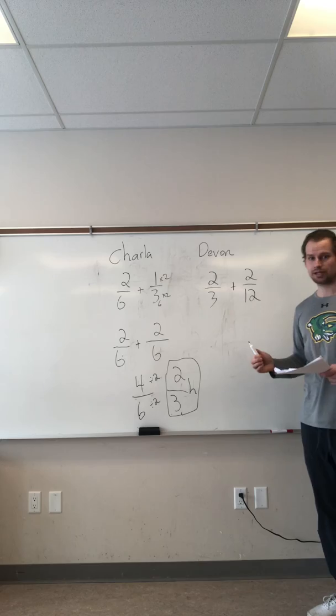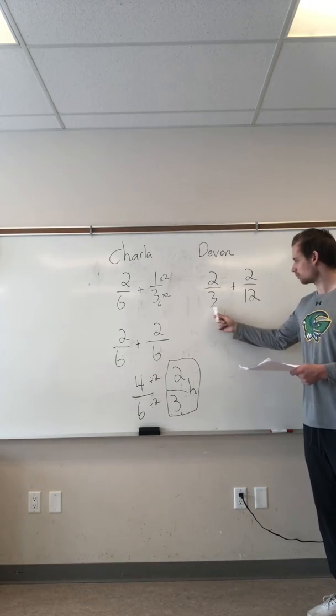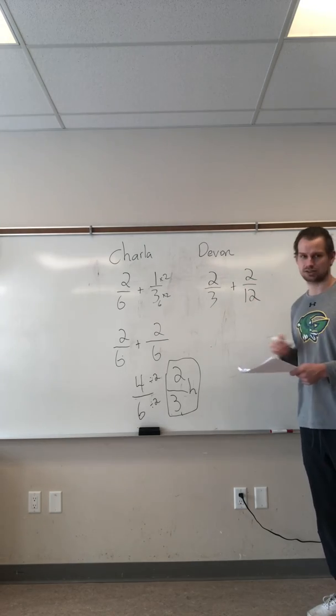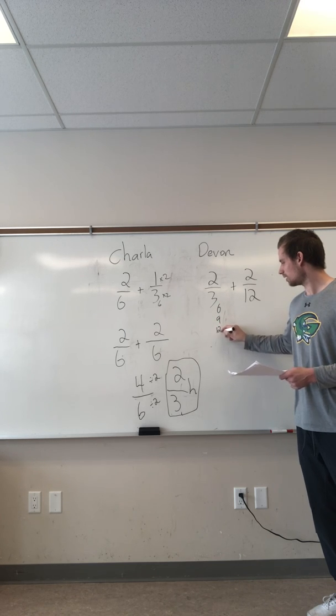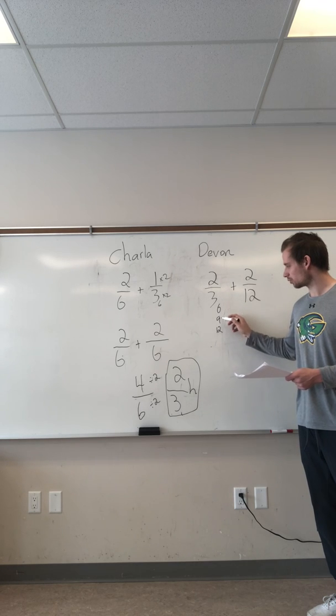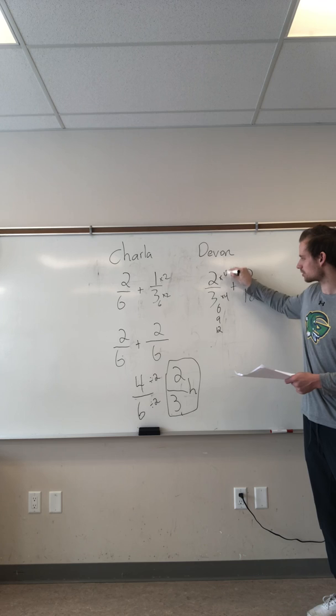Find your common denominator. Start over here because I know that 3 can go into 12. So I know that if I count up multiples of 3, I will get to 12. So 3, 6, 9, 12. Well, what did I do to get there? I multiplied the 3 by 1, 2, 3, 4. I multiplied it by 4 to get to 12, so I'll have to do the same thing to the top.